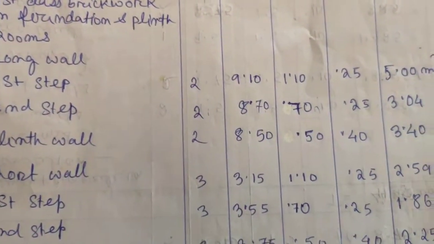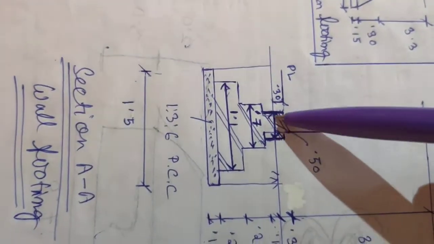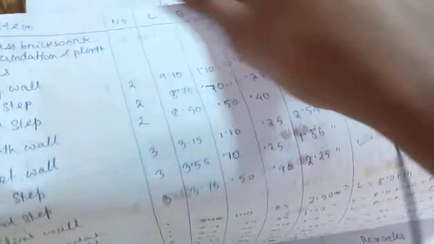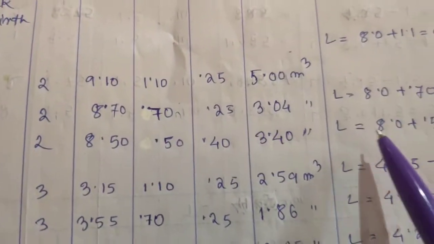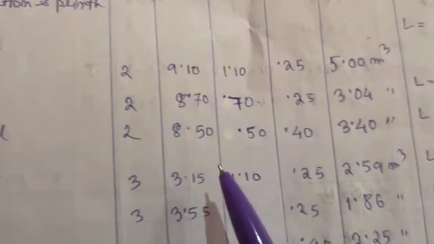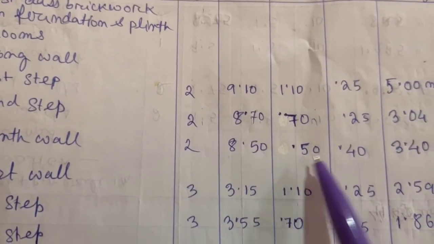Okay. So again center to center length plus 1 breadth. So what is the breadth of the plinth wall? This is the breadth of the plinth wall and it is given as 0.5. So center to center length of the long wall is given as 8 meter. So center to center length plus 1 breadth is 8.5. So under the length column we will write 8.5. Breadth is 0.5 and height.